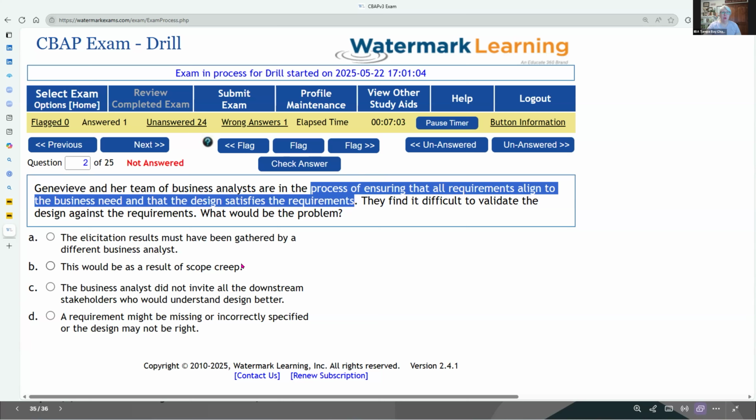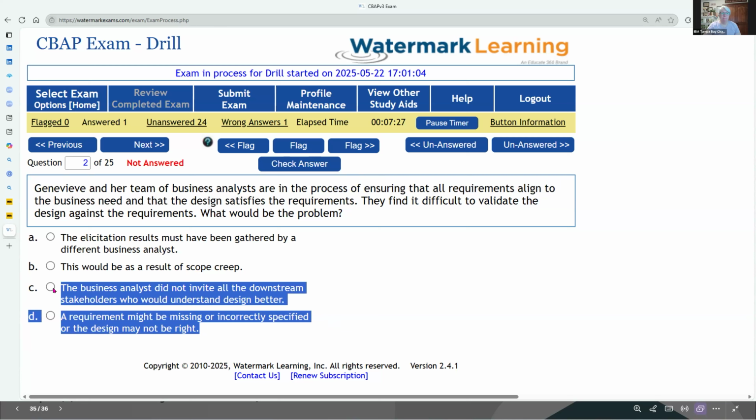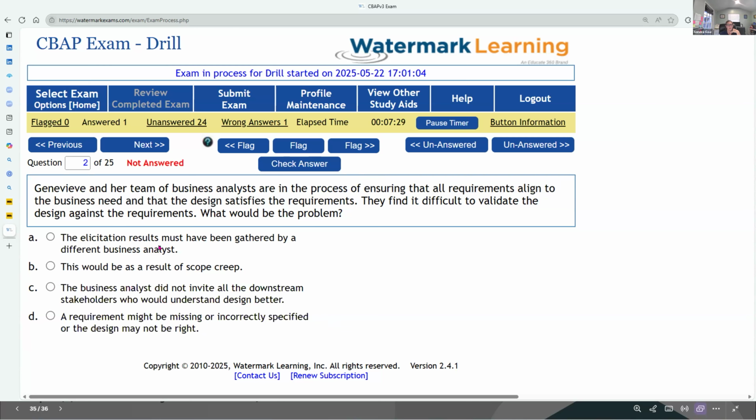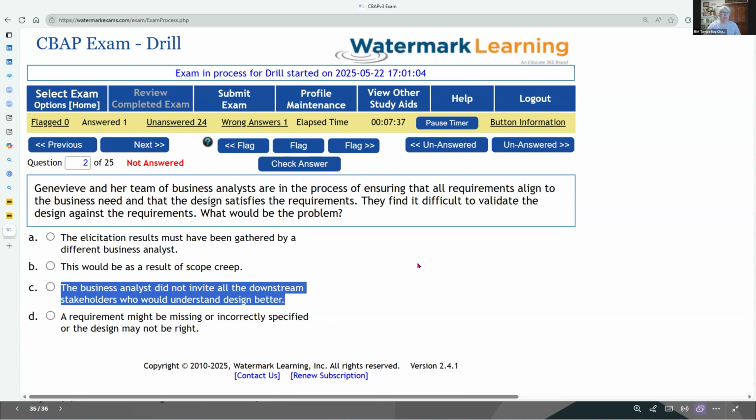That would be a result of scope creep. The business analyst did not invite all the downstream stakeholders who would understand design better, or the requirements might be missing or incorrectly specified, or the design might not be right. Which of those can we eliminate? A and C. We can eliminate C and D. A and C, okay. I agree that one stinks. And I agree this one stinks.